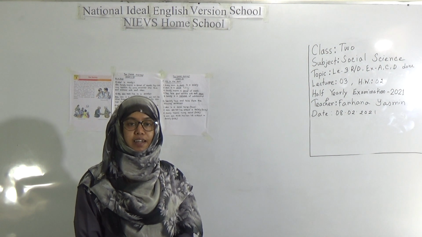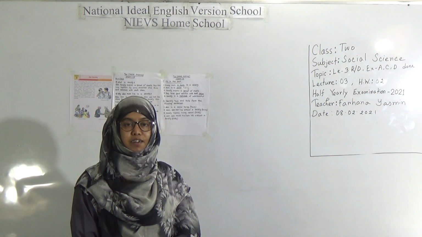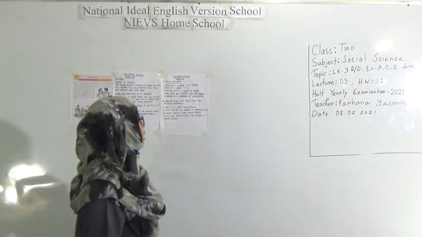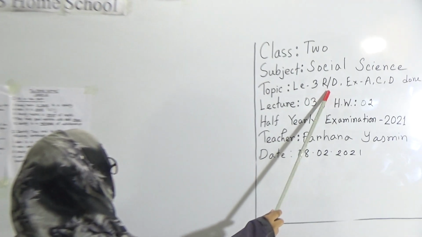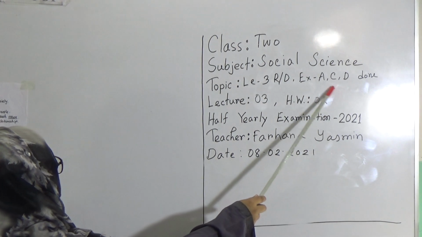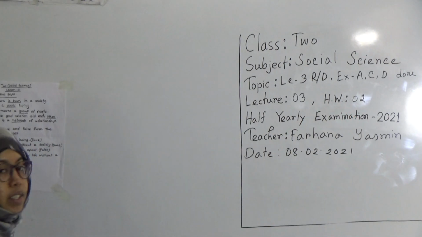Now I am going to take a class 4 class 2. Our subject is social science. Today is our lecture number 3. Our topic is lesson 3, reading done, and exercise A, C and D. Homework 2 will be given today. So dear students, let's look at lesson 3, our society.